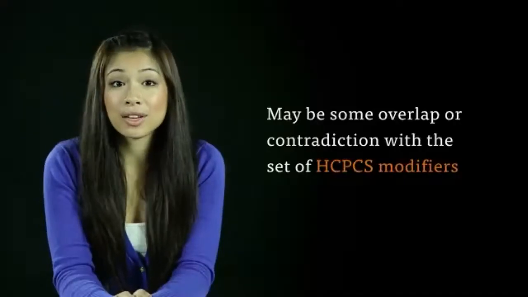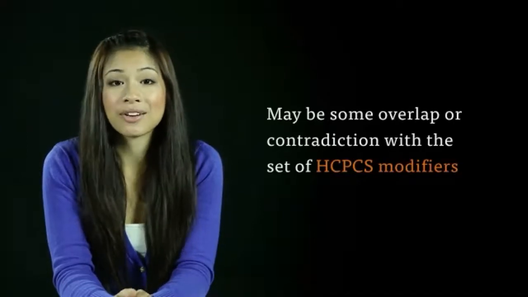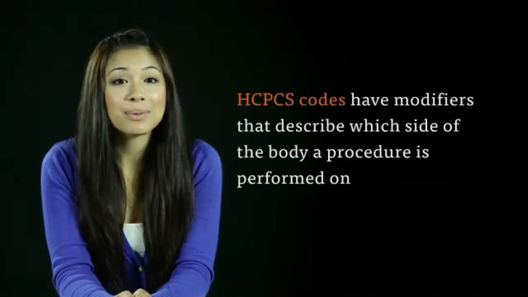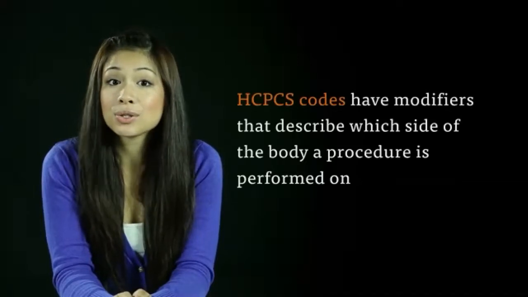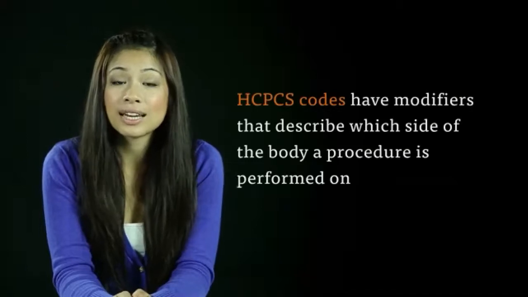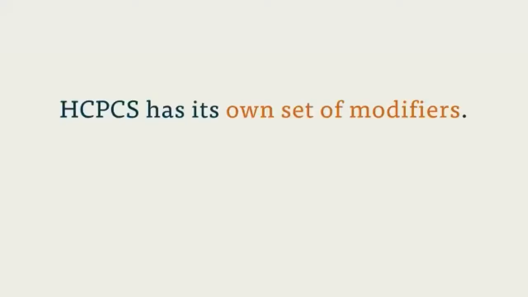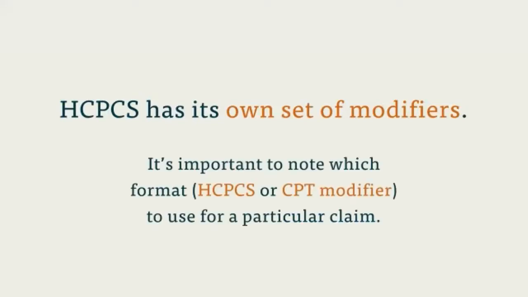Note that there may be some overlap or contradiction with the set of HCPCS modifiers, which we'll cover in more depth later on. For example, HCPCS codes, which are used to report procedures to Medicare and Medicaid, have modifiers that describe which side of the body a procedure is performed on. We won't dive much deeper than that for now, but just know that HCPCS, another important code set that shares a lot with CPT, has its own set of modifiers, and that it's important to know which format you need to use for a particular claim.